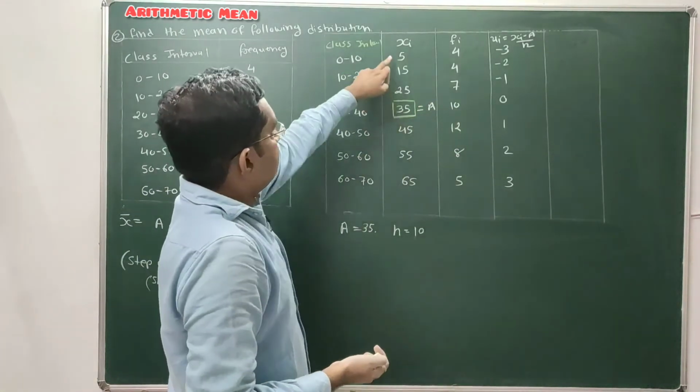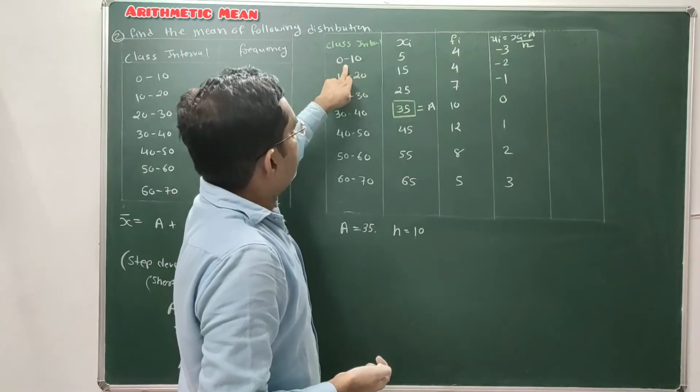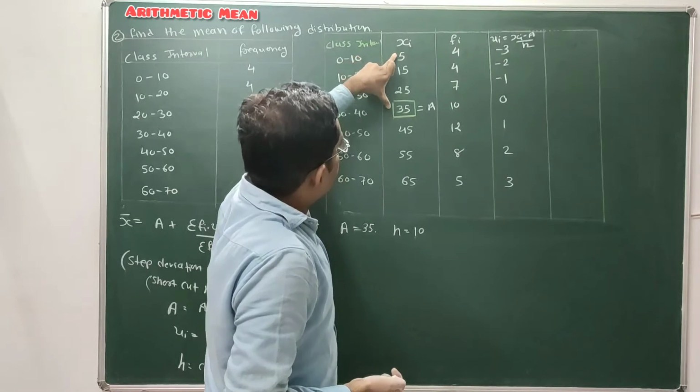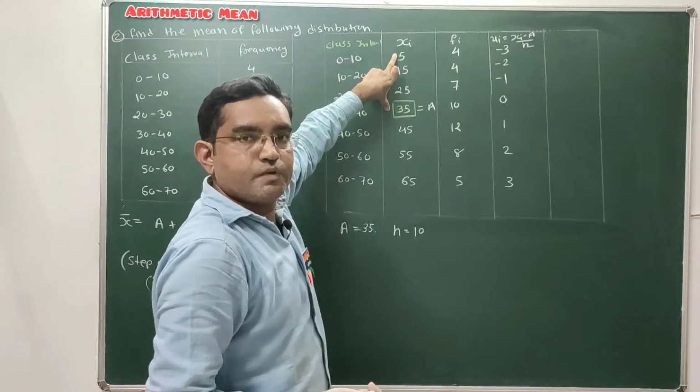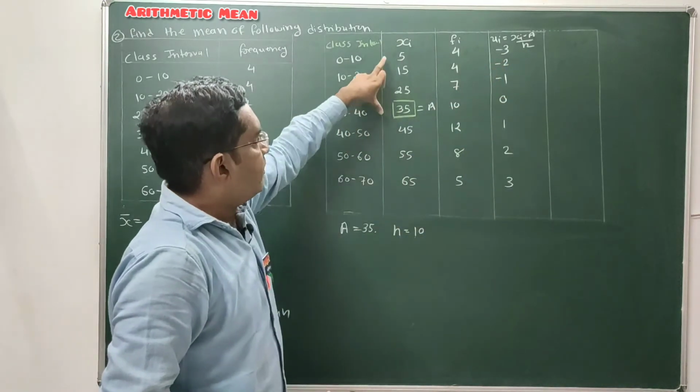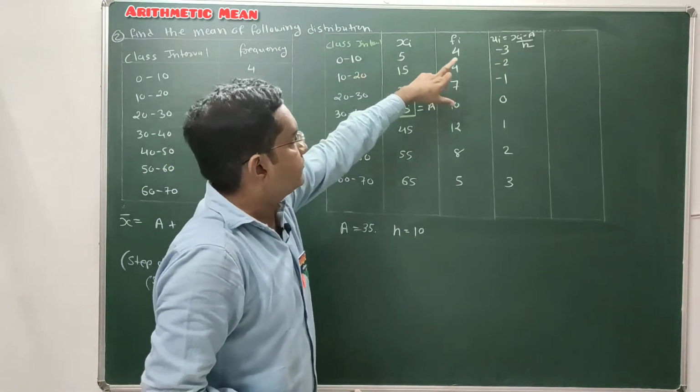So for this class interval 0 to 10, what is the value of ui? Xi, that is 5 minus 35. 5 minus 35 is minus 30, divided by h. H is the class interval 10. So minus 30 by 10, minus 3.